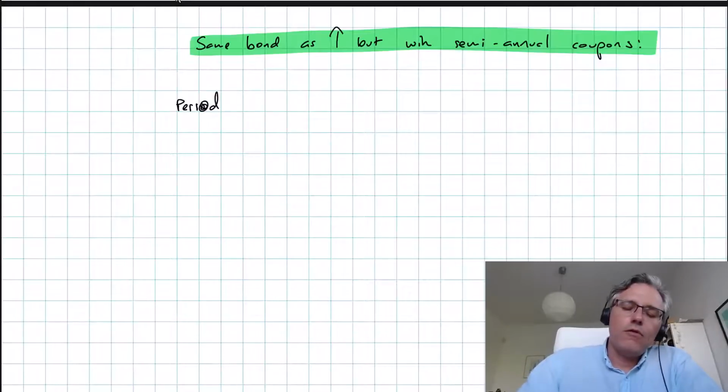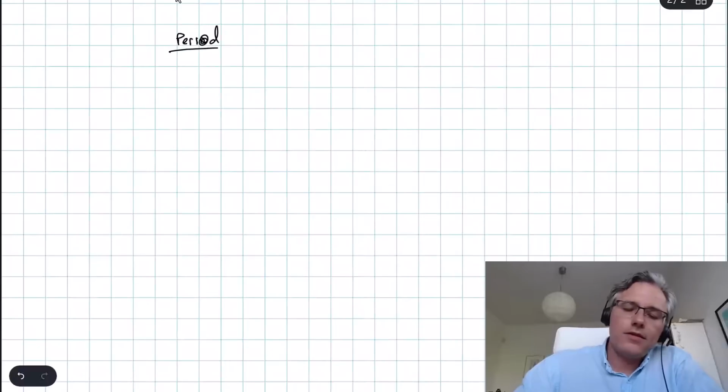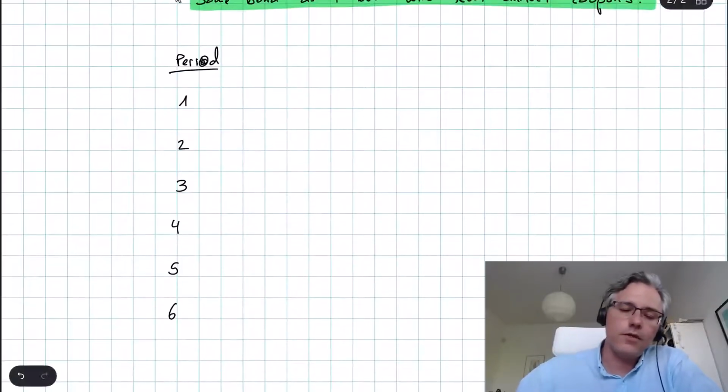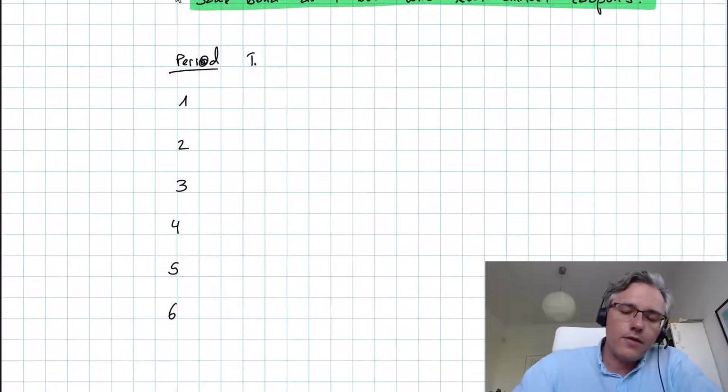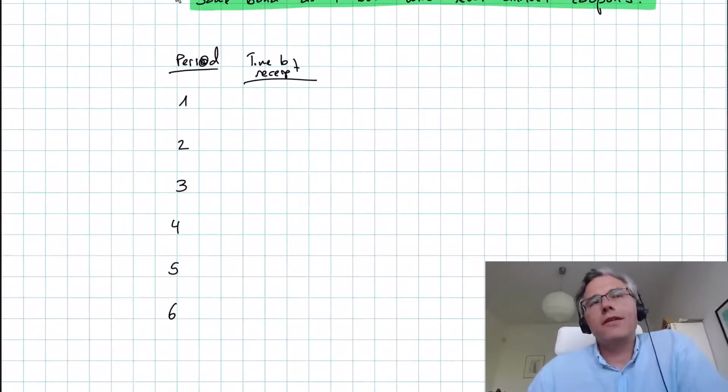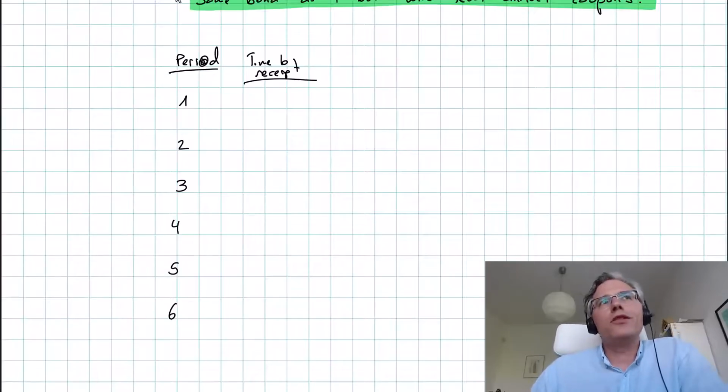So now we're not going to have 3 periods. It's a 3-year bond, but it has 1, 2, 3, 4, 5, 6 dates on which cash flows are paid. And of course, the time to receipt, because I'm assuming that we're measuring this Macaulay duration at the time of the bond's issue.